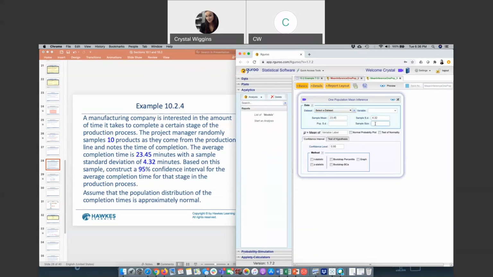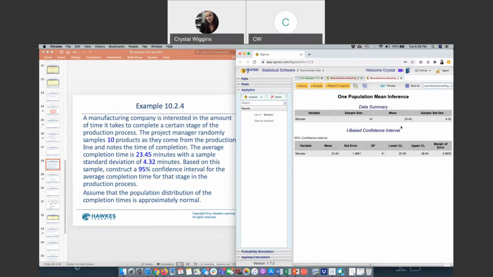Our sample size is 10. Our label is going to be minutes. Okay, so this is the mean of minutes. It's the amount of time it takes to complete a certain stage in a production process. So let's just go with minutes. We want 95% confident. We've decided a t-distribution is best.